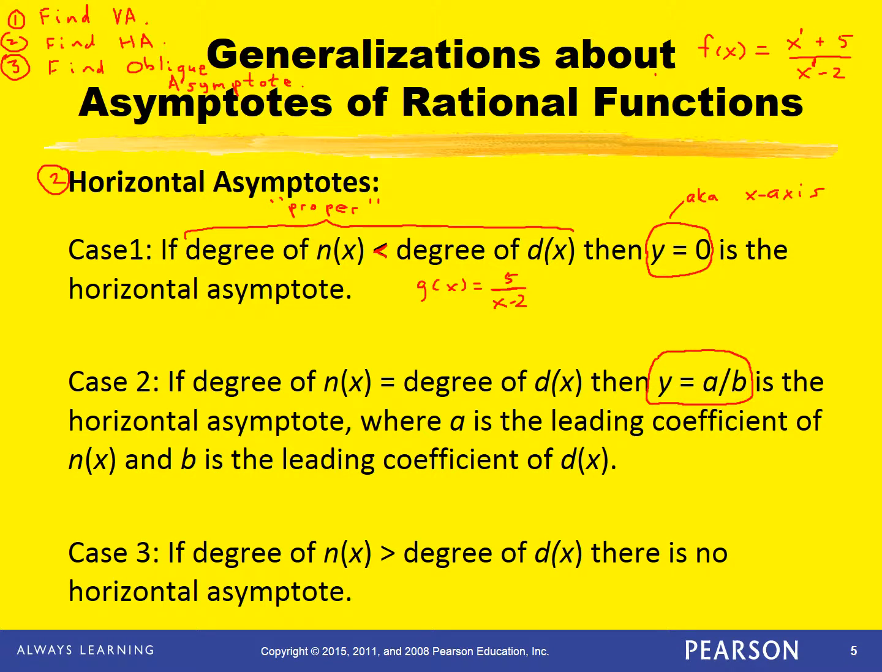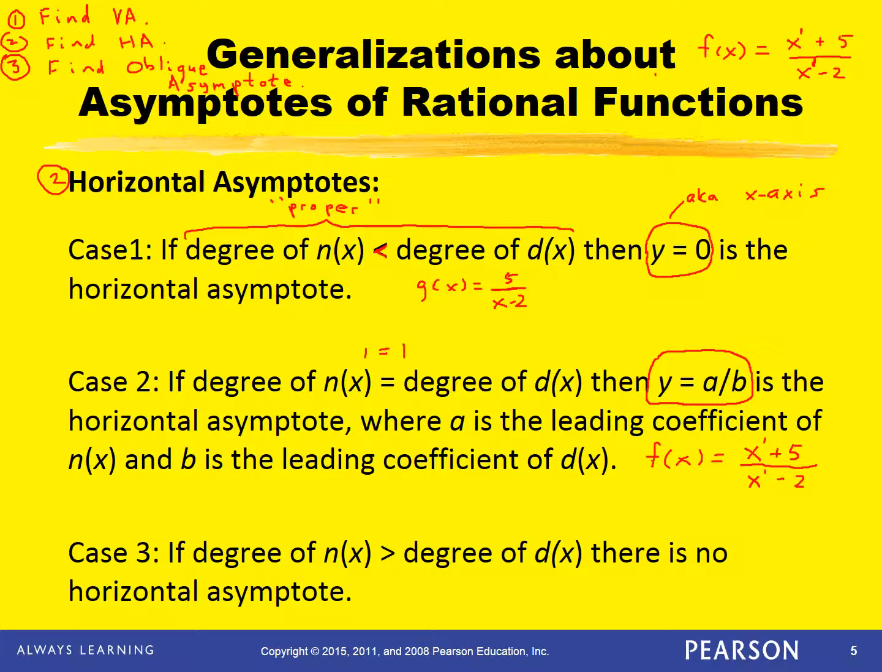Now, this is case 2, where f falls, right? F of x, the degree of the top is 1 because it's x to the first, right? The degree of a polynomial is the highest power of x, if we're talking about a polynomial in one variable x, which we are in this section and in this chapter, and the degree of the bottom is also 1. Well, 1 equals 1. And so we're in case 2 here.